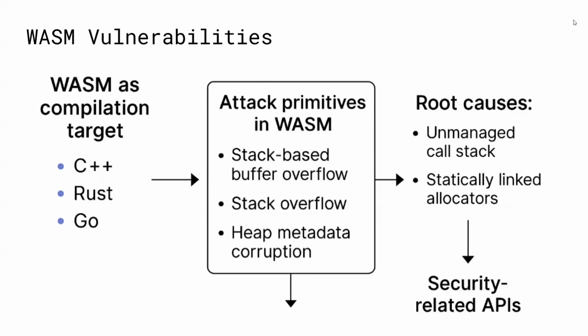Two, there are a lot of interesting papers that have been published regarding vulnerabilities present in WebAssembly. I think one of the interesting papers is the pitfalls of WebAssembly. The two root causes that they identify are the unmanaged call stack and the statically linked allocators. That indirectly also leads to the third, which is the security-related APIs, and how it talks about them.